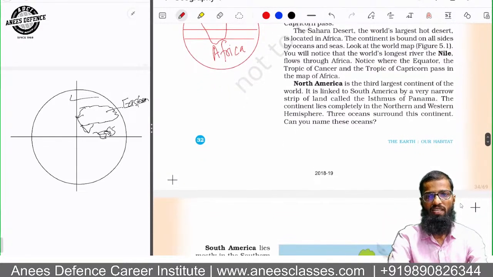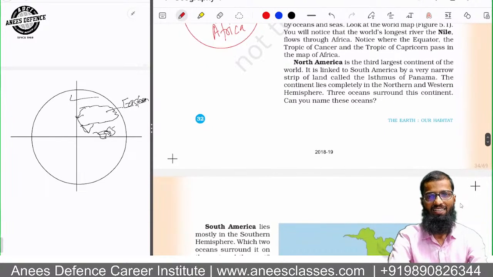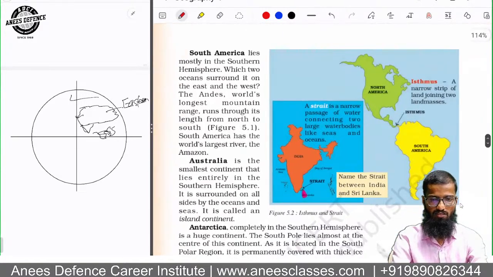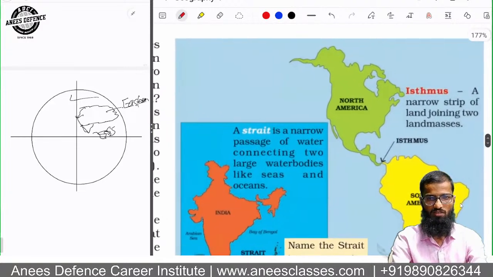Then you have North America, the third largest continent in the world. It is linked to South America by a very narrow strip of land called the Isthmus of Panama. Isthmus of Panama is important. The continent lies completely in the northern and western hemisphere. If you look at this, this is very, very important.